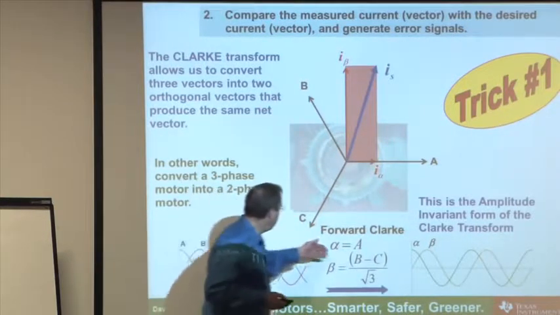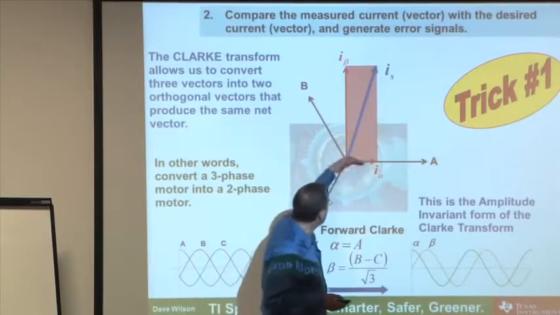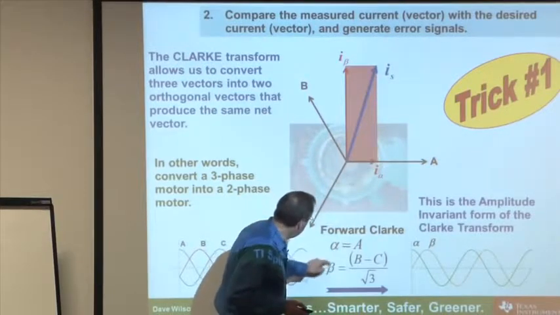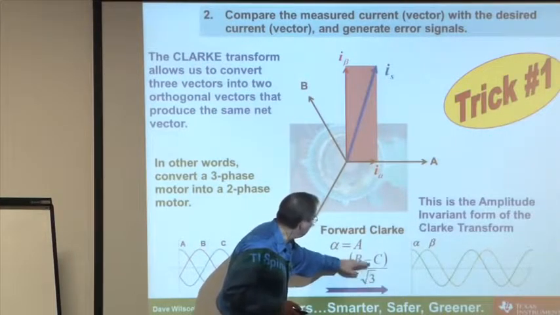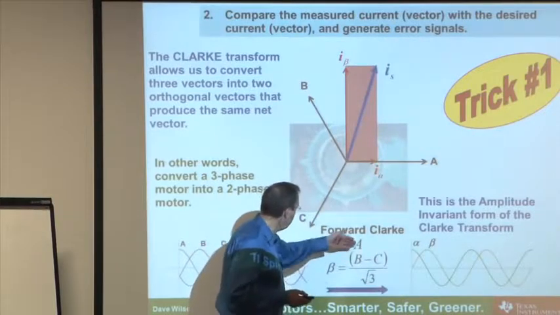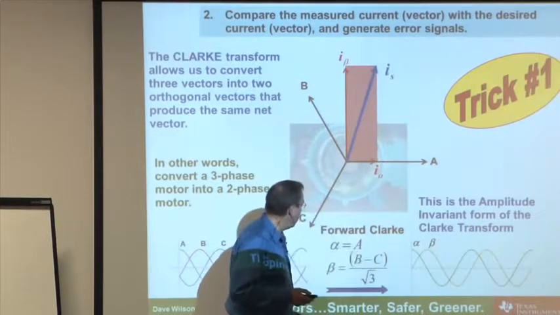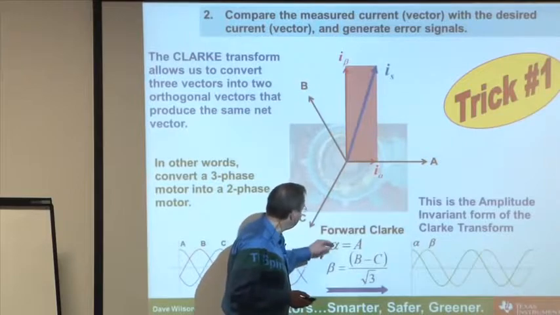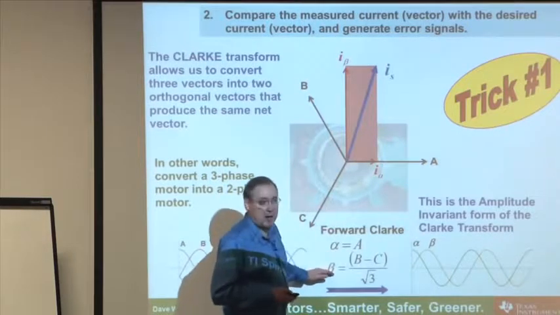All you do is you just say, well, the alpha value is going to equal whatever the A value was. And the beta value is going to equal this expression right here. So if I know the vectors A, B, and C, I can translate those into equivalent alpha and beta quantities. And it looks something like this now.